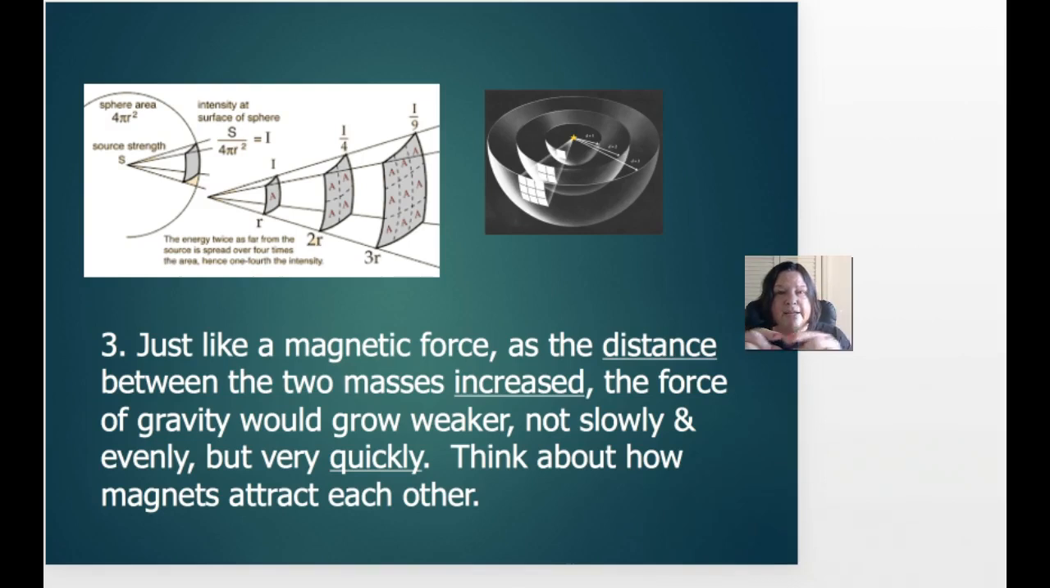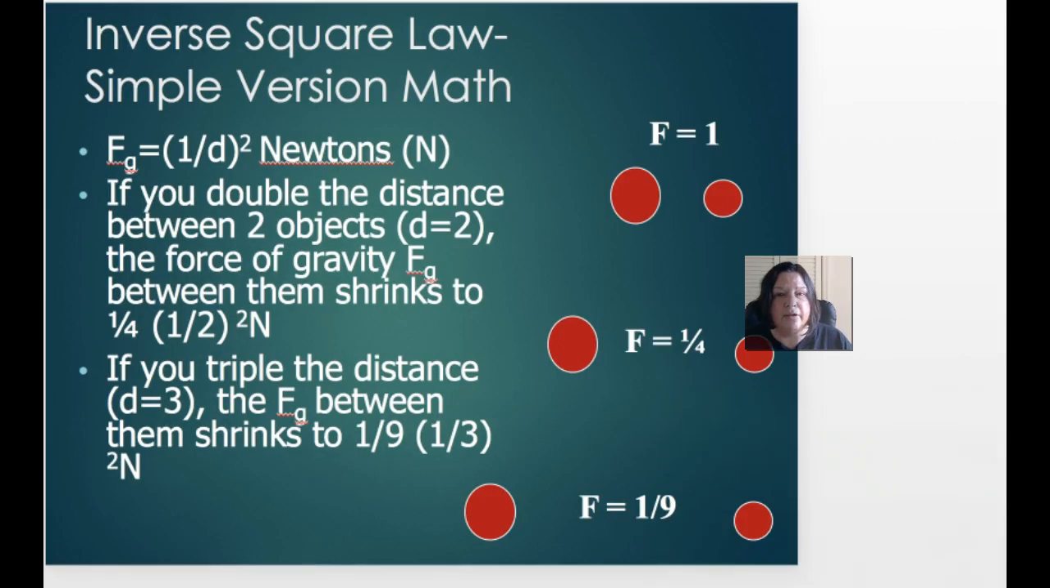If you have two magnets attracting to each other, or even one going to the refrigerator, the closer you get, the stronger it feels, and it happens very quickly. It's the same thing with gravity. The closer you get, the stronger the gravity feels, and it happens very quickly. So let's take a look at how quickly. This is the inverse square law. This is what explains how gravity works, or one version.